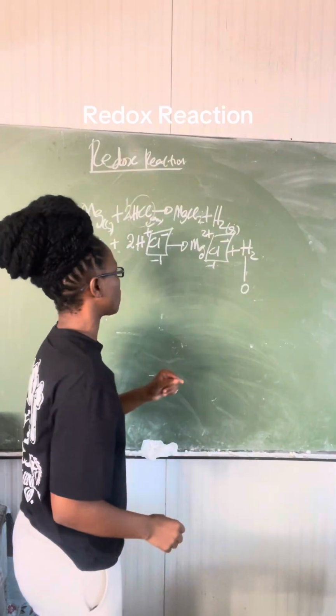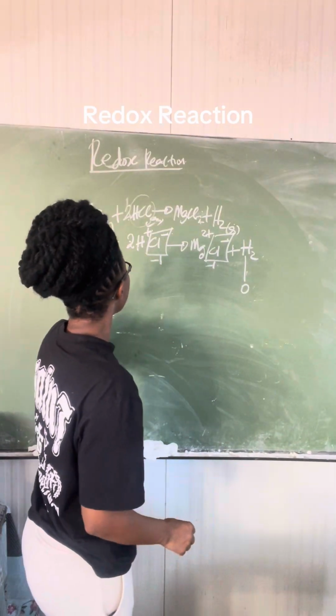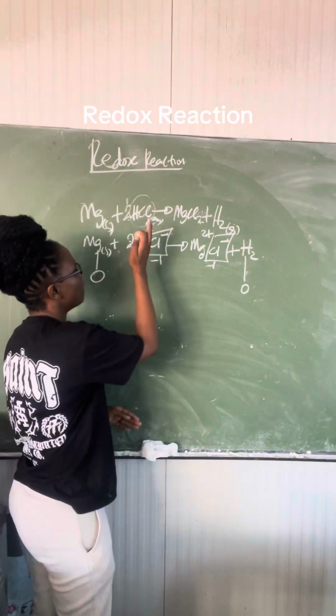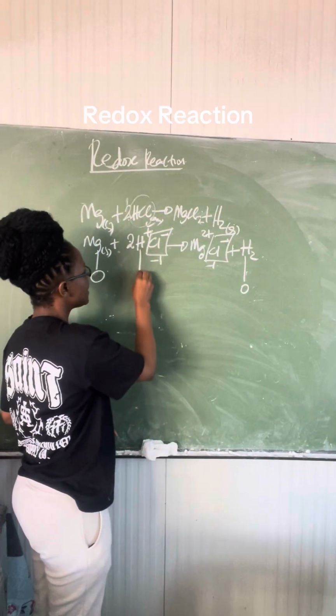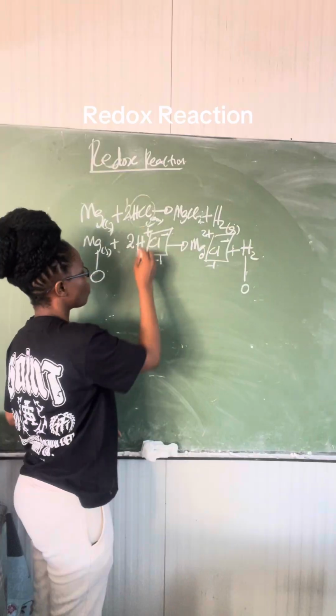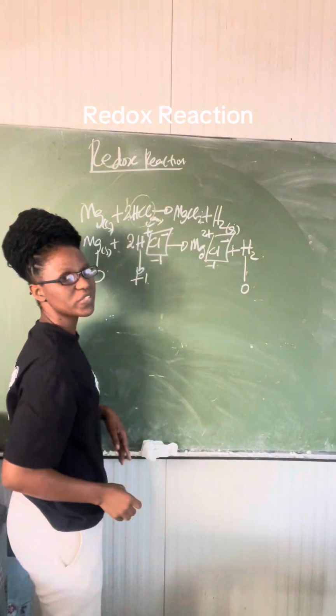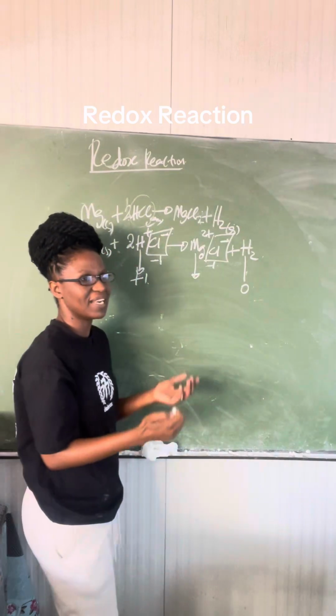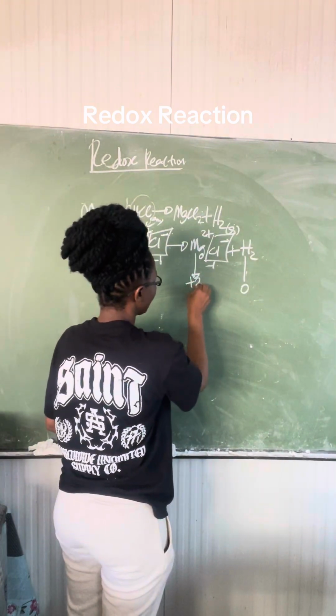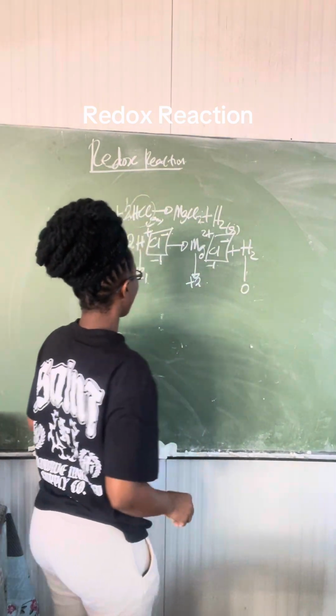Now we are looking at the oxidation number of hydrogen in the hydrogen chloride. The oxidation number of hydrogen here is going to be +1. When looking at the oxidation number of magnesium in magnesium chloride, the oxidation number here is +2. Now let's check.